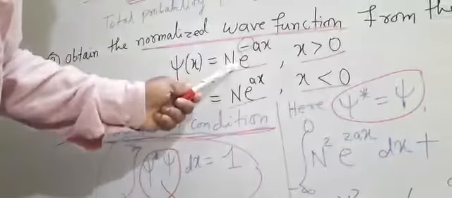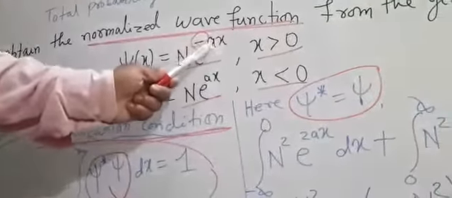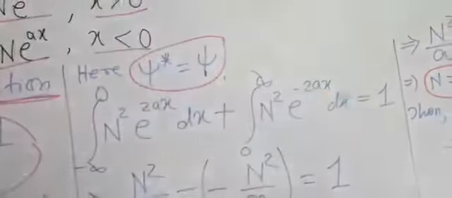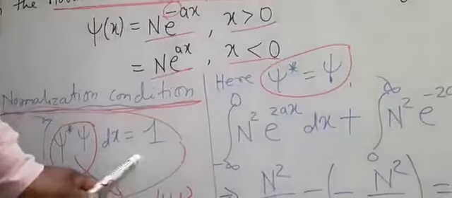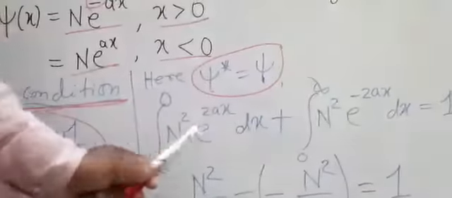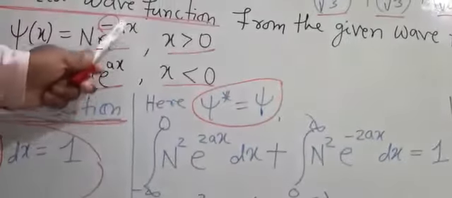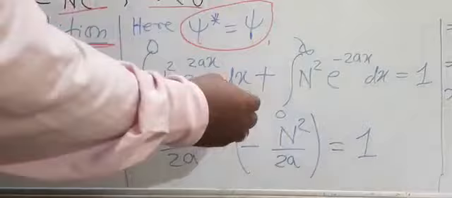Mod psi square. Mod psi square means what? N square e to the power minus 2x. So n square e to the minus 2x dx equal 1. So this integration is divided into two parts, minus infinity to 0 and 0 to infinite, as per the condition mentioned in the question. Then you have to take the integration.